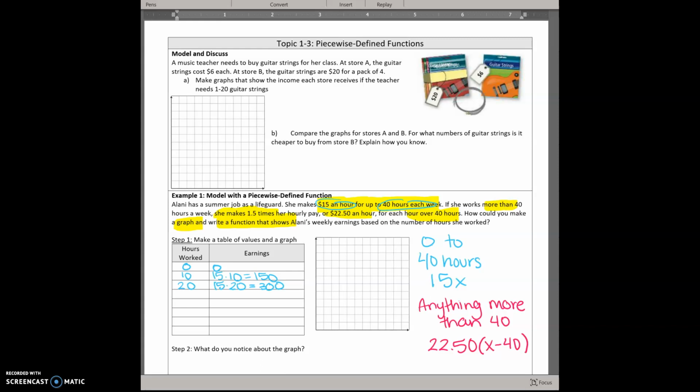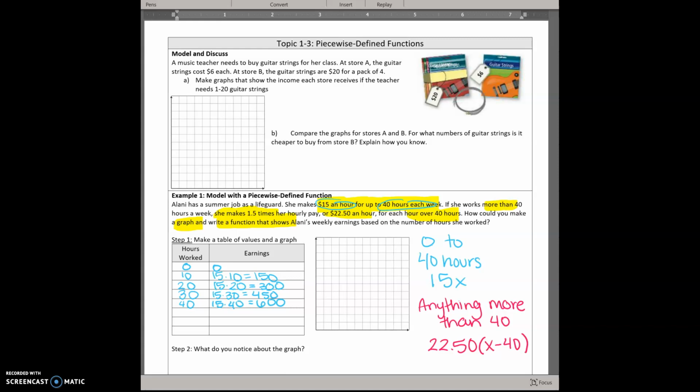What if she works 30? What about 40? All of these would be in the blue because they're under the 40 or at 40. So 15 times 30, that would be 450. And if she works a full 40 hours, then she's going to make $600. And then any time after that, she's going to make the $15 for every 40 hours plus however many hours she works after that is going to be more.